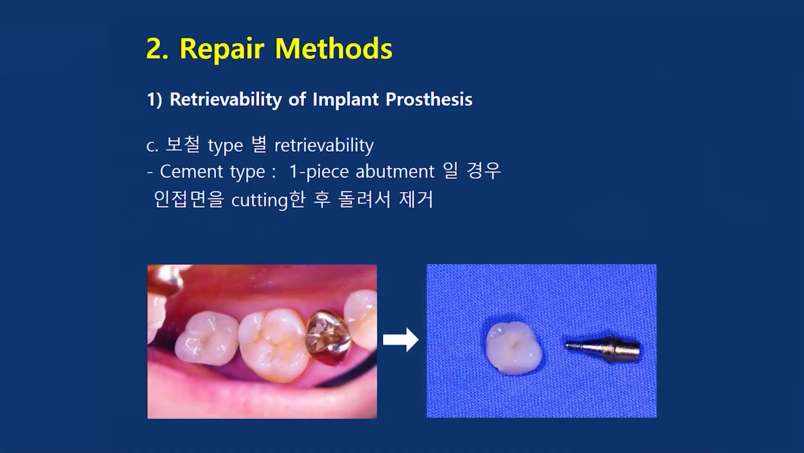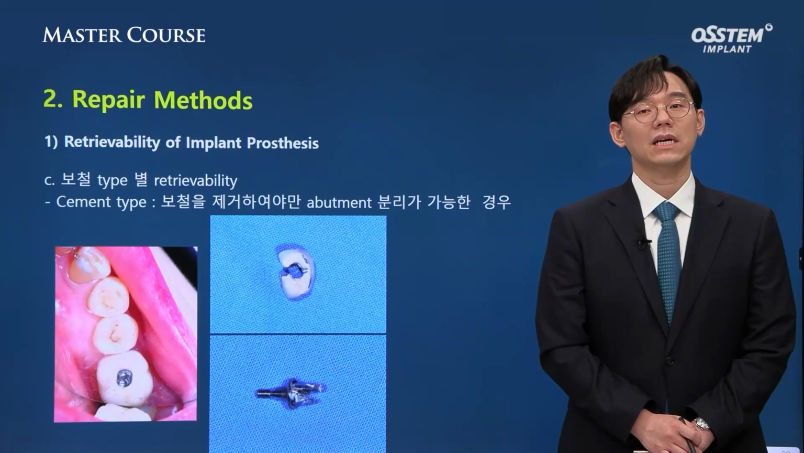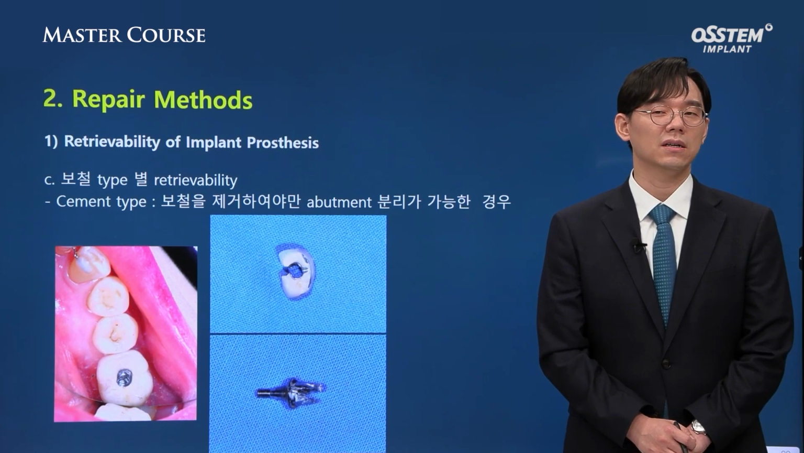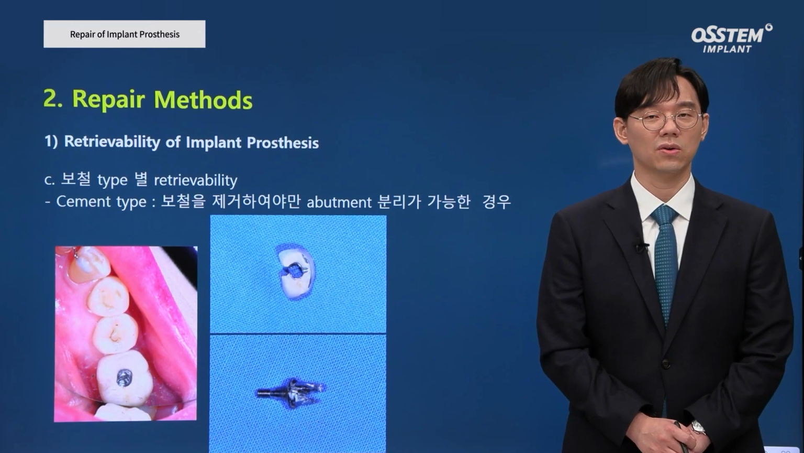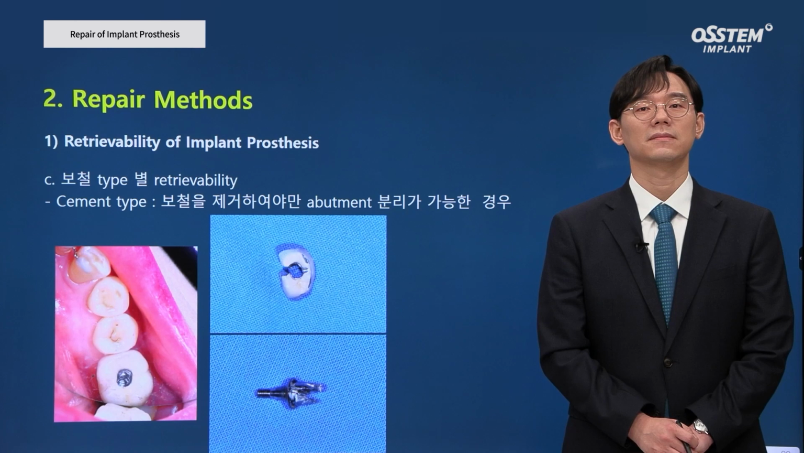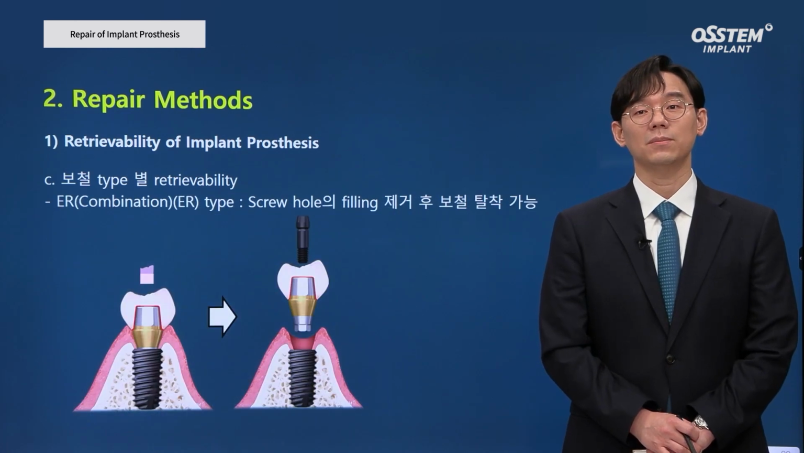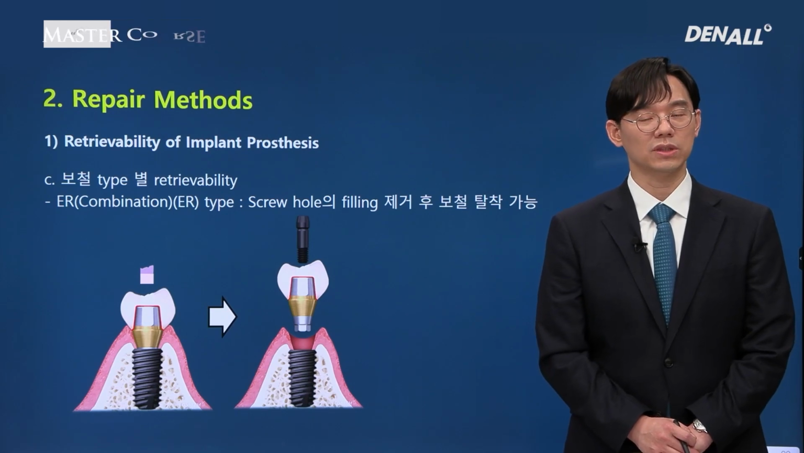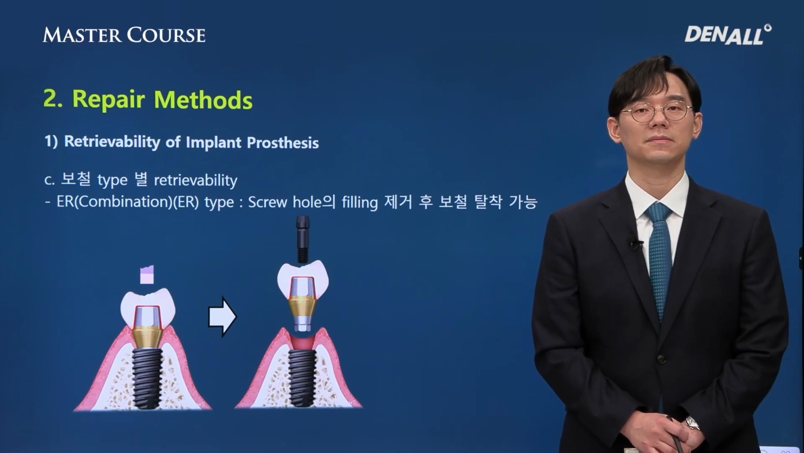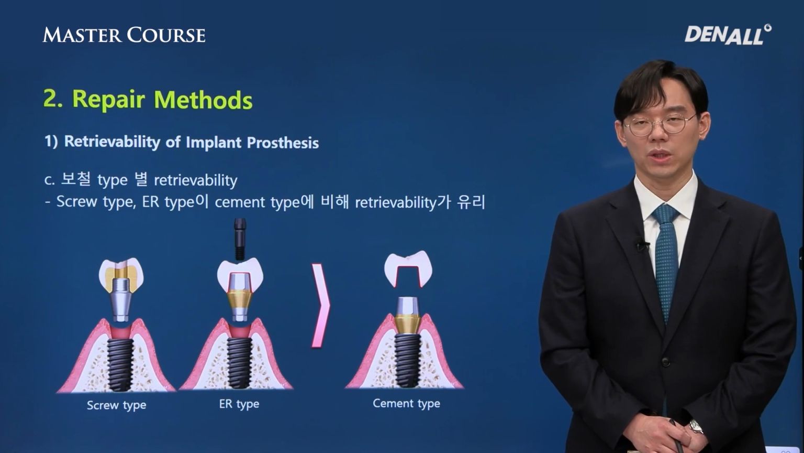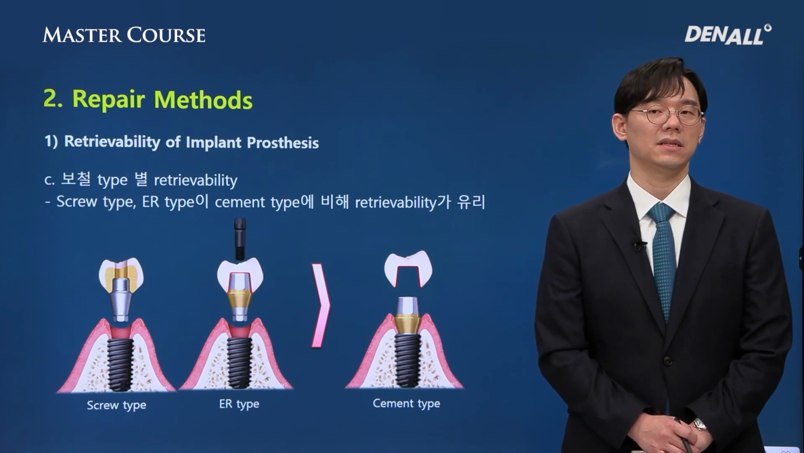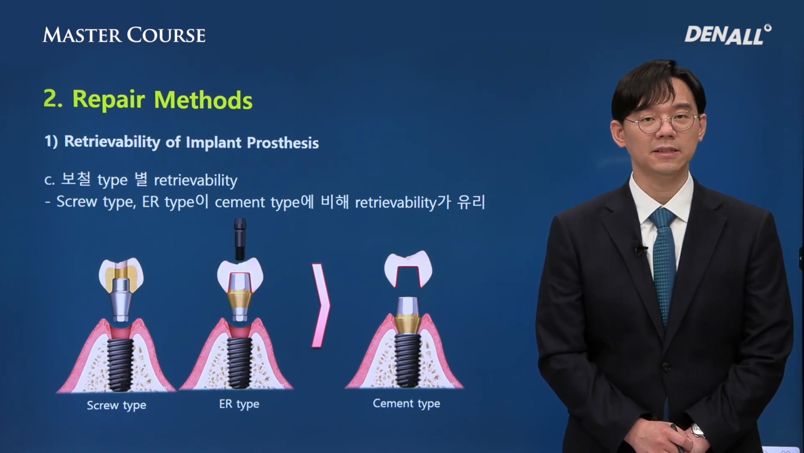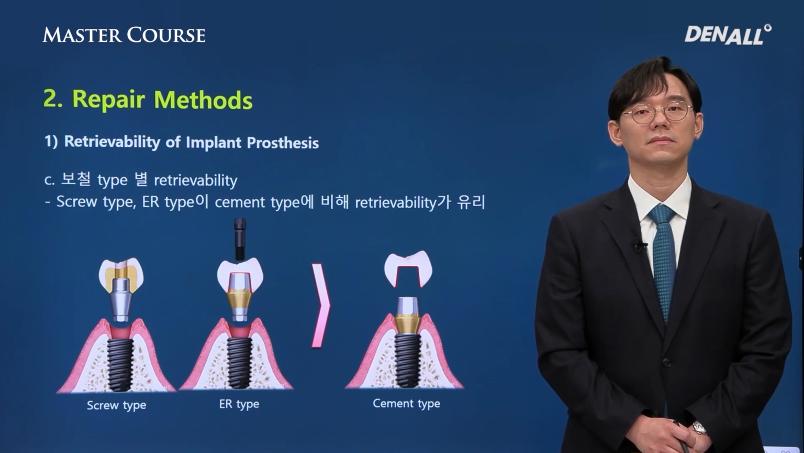At times, people use unique ways to retrieve it. If one piece of abutment was loosened, you can cut the proximal surface and then retrieve it. If the situation is not easy, you need to retrieve the prosthesis or abutment, even if it means damaging them. In the case of ER-type prosthesis, one set, it is the same as screw-type prosthesis, so it is easy to retrieve the prosthesis. Compared with a cement type, ER-type and screw-type are easier to retrieve.